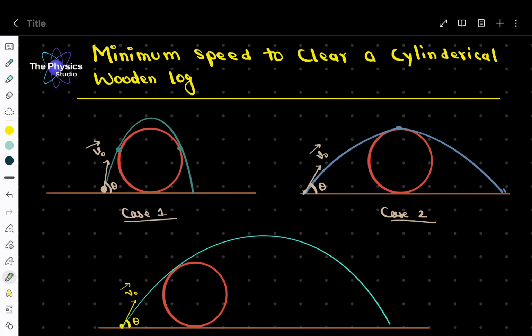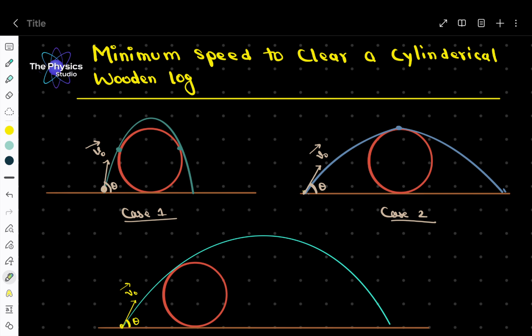Alright, so what I have drawn is the cross-sectional view of the wooden log. Though it is cylindrical, if you look at its cross-sectional view it will seem to be a circle, correct? So now let's say we have a particle here and we want to project it in such a way that it clears this wooden log. So we have to find what can be the minimum speed for doing so. Okay, what can be the minimum speed of projection for doing so.